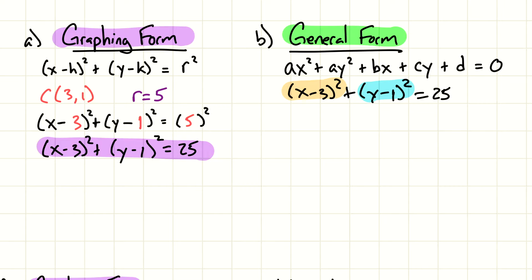The first part is just the x's, so I'm going to multiply that out. This is going to turn into x² - 6x + 9.